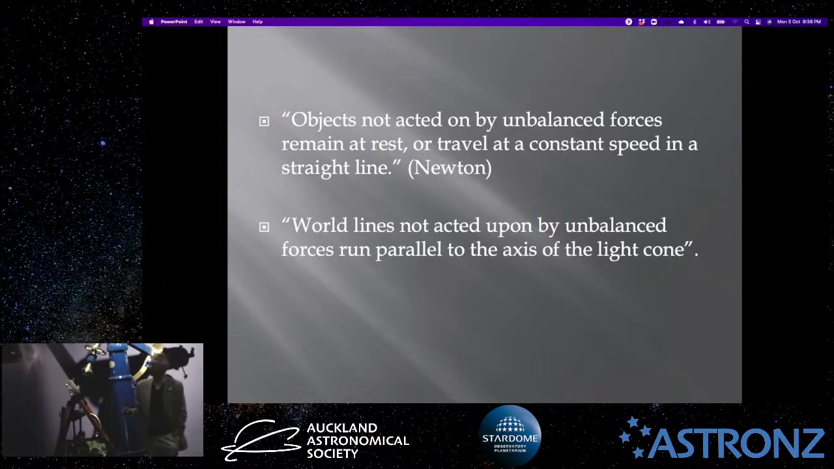World lines not acted upon by unbalanced forces run parallel to the axis of the light cone. Okay? So a falling object isn't actually gaining energy at all. It's just converting a small amount of its rest energy into kinetic energy by moving into a region of space where time runs more slowly.